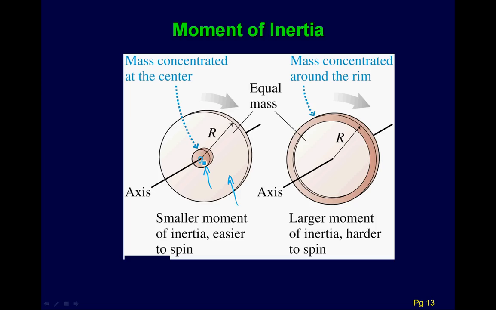And so here the mass is concentrated at the center, here it's concentrated on the rim. Basically it's easier to spin the case where it's concentrated at the center, just like the ice skater. When the arms are in, it's easier to spin. When the arms are out, it's harder to spin. That's the general idea of moment of inertia.